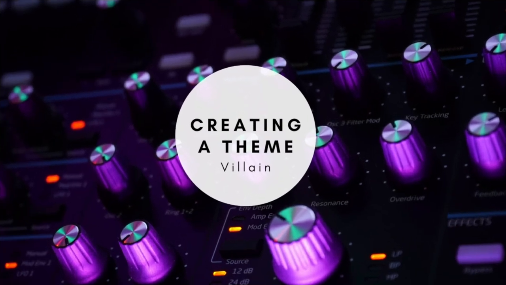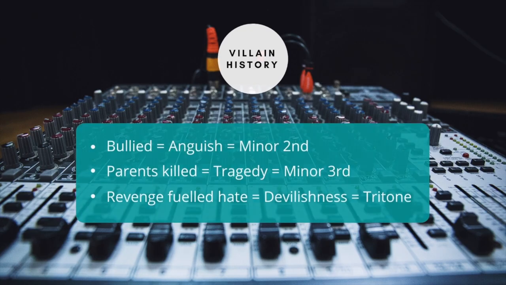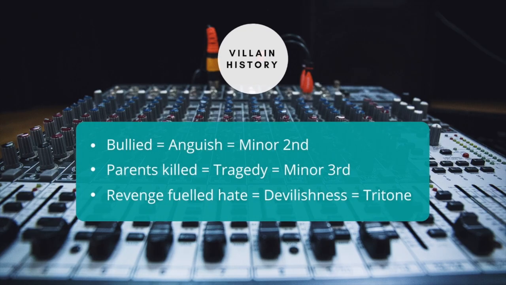So now that we've created our hero's theme, we need to create our villain's theme. Let's say our villain had a rough upbringing and was bullied, causing them anguish. Therefore, we can use the minor second interval. Unfortunately, our villain's parents were also killed in a tragedy. Therefore, we could use the minor third interval. Finally, our villain decided they want revenge, which can be seen as a devilish trait. Therefore, we can use a tritone.